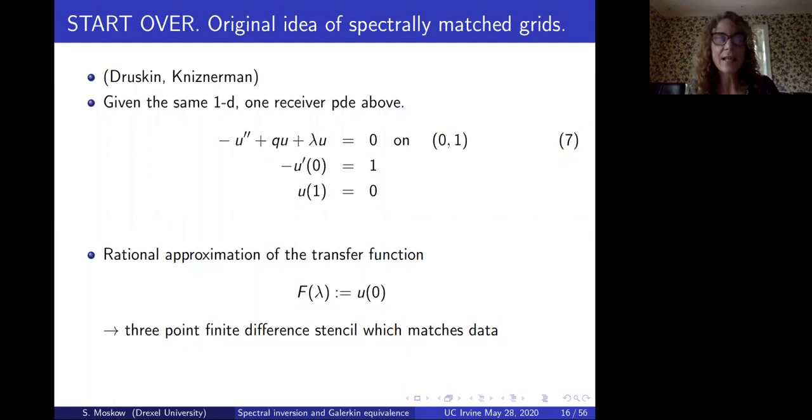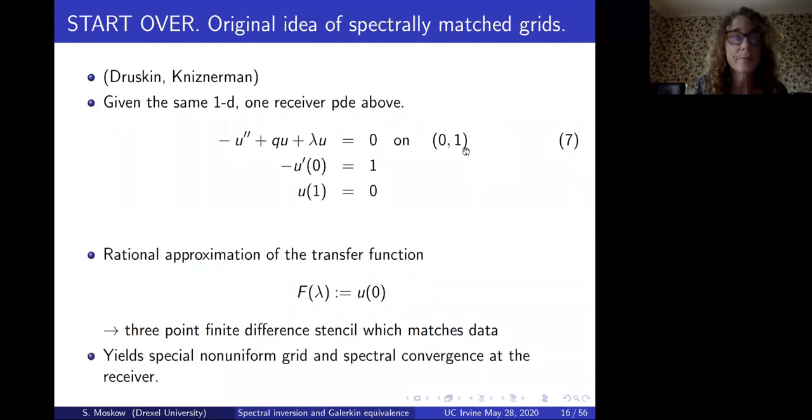Well, what they did was look for a 3-point finite difference stencil for which the transfer function matched. Just like we were doing with the Galerkin, but now they were just doing it with a finite difference method. And doing this yielded a special non-uniform grid, which yielded spectral convergence at the receiver, the point being that for inverse problems, it's your receivers for which you need the higher order convergence.